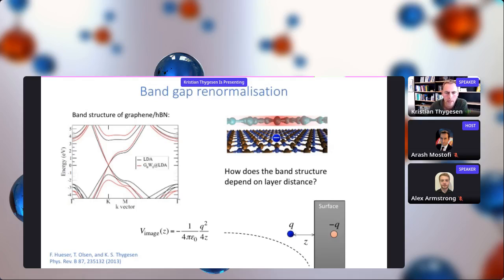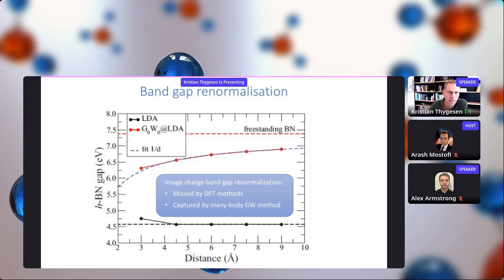According to that, the interaction between the electron and its image charge should depend inversely on the distance between the two. So if we compute the bandgap with a GW calculation, we see exactly this 1 over distance dependence, and it converges asymptotically to the bandgap of the freestanding boron nitride layer. You can also see that if we use standard DFT, we do not have this effect, and we get the bandgap of the isolated HBN layer already when the separation is something like 4 angstroms.